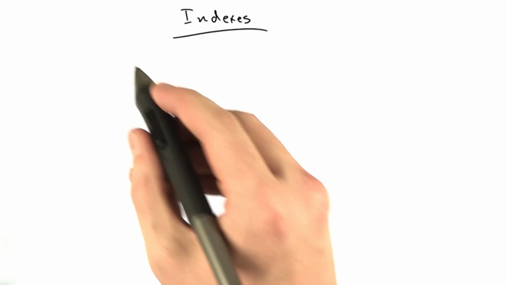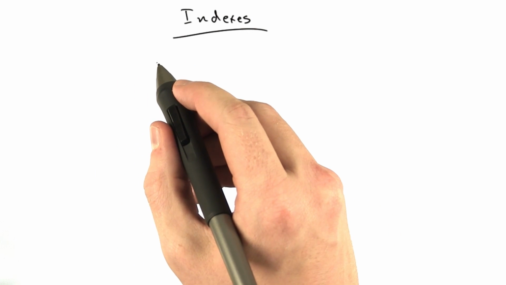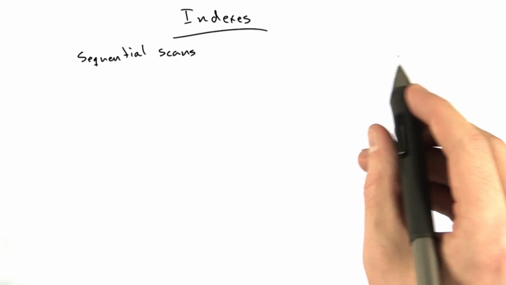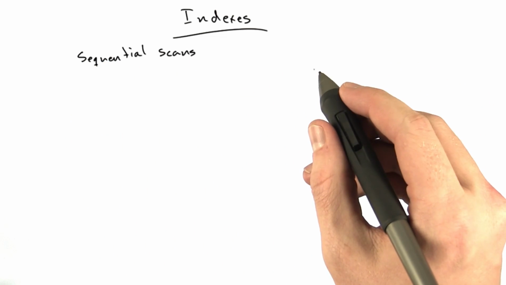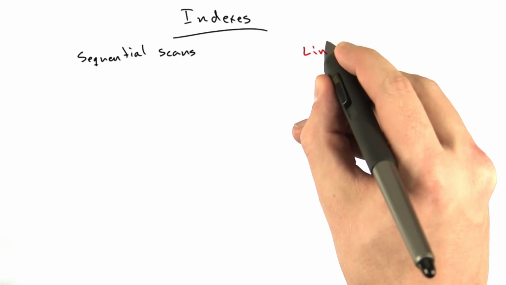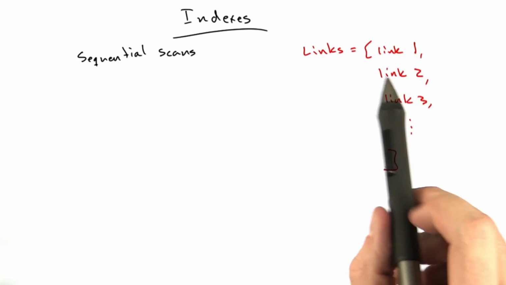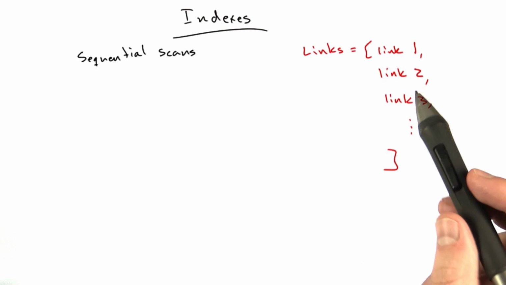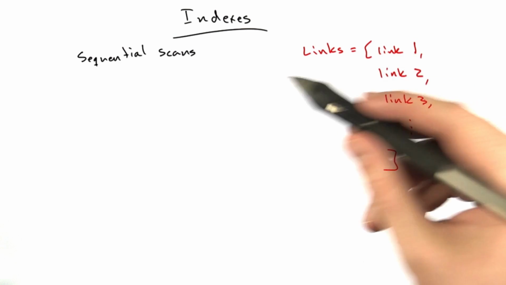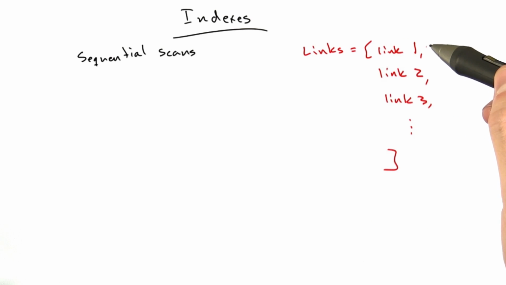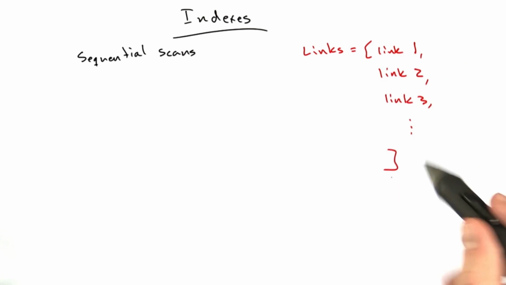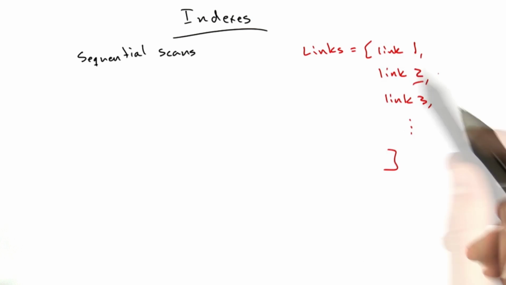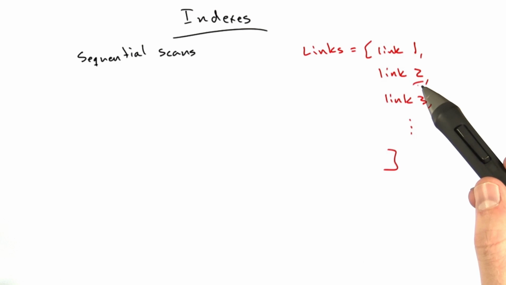So far, in our Python IDE, we've been doing what are called sequential scans. A sequential scan is where you have a list of something. In our case, links. We have this list of links that have these IDs, link 1, link 2, link 3. And we've been doing things like find the link with the ID 2. In which case we write a loop to go over the list and find the one who has ID 2.